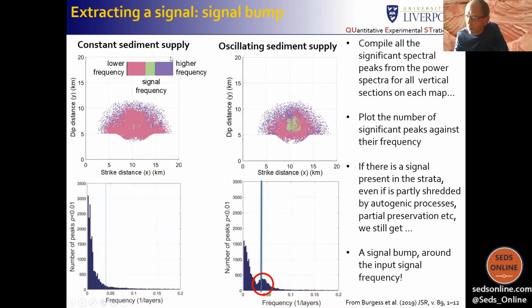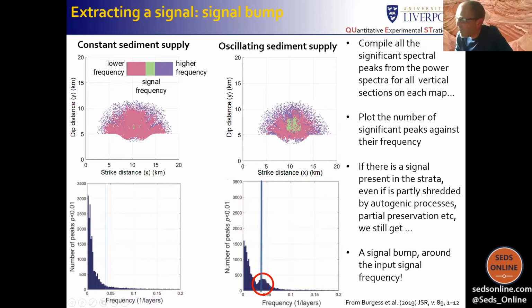So one from the constant supply model, one from the oscillating supply model. This is basically a count of all of the significant peaks from the spectral analysis that occur in this constant supply model. And you can see there's a lot of significant peaks at the low frequencies, and then it trails off, like this, following a more or less exponential trend. Okay, so that's basically the pattern that is characteristic of the constant supply model.